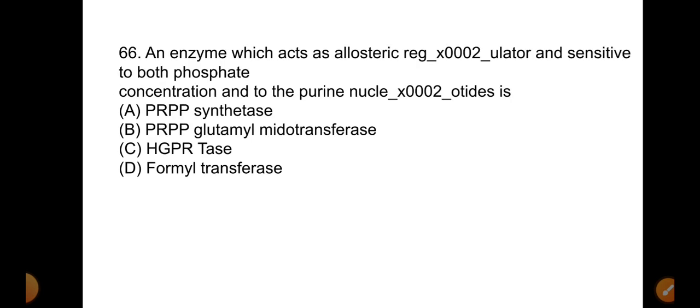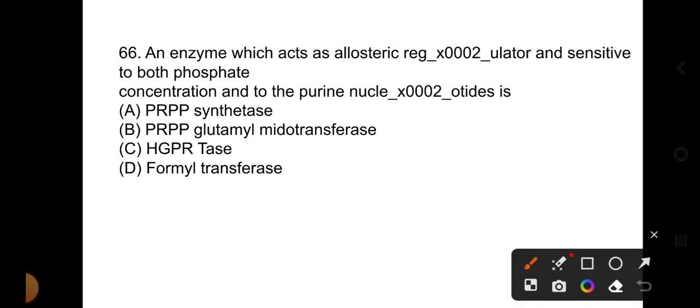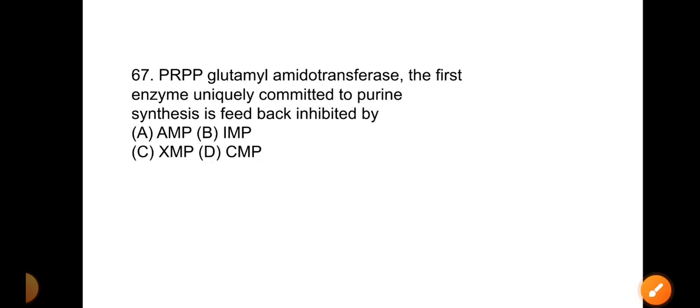66. An enzyme which acts as allosteric regulator and is sensitive to both concentration and purine nucleoside is... This is a very easy question, but it is a much asked question, one of the most repeated questions. PRPP glutamyl aminotransferase, the first enzyme uniquely committed to purine synthesis, is feedback inhibited by... again a common question.